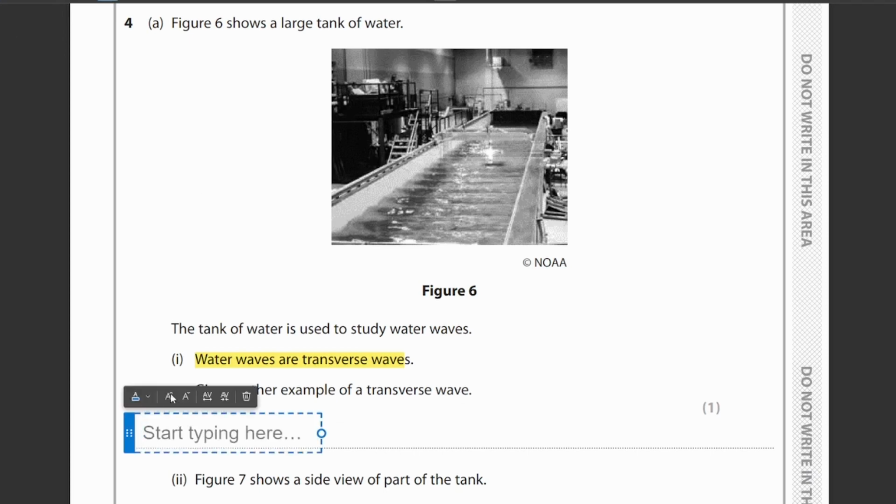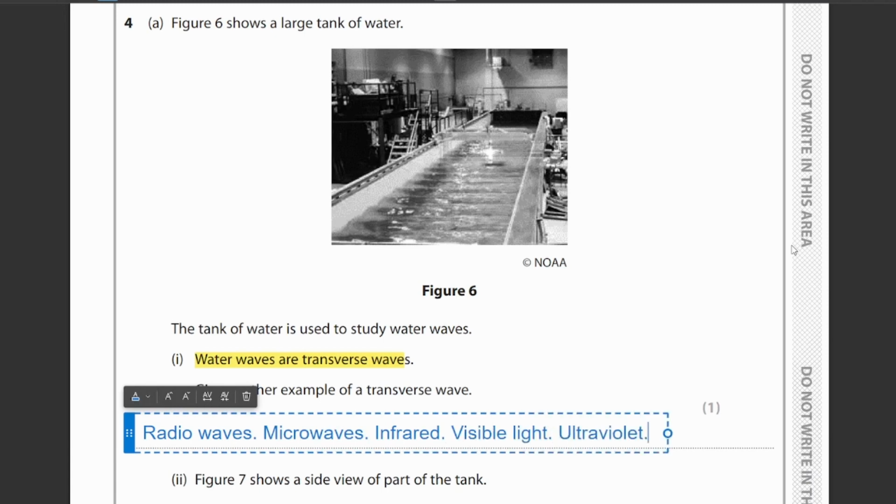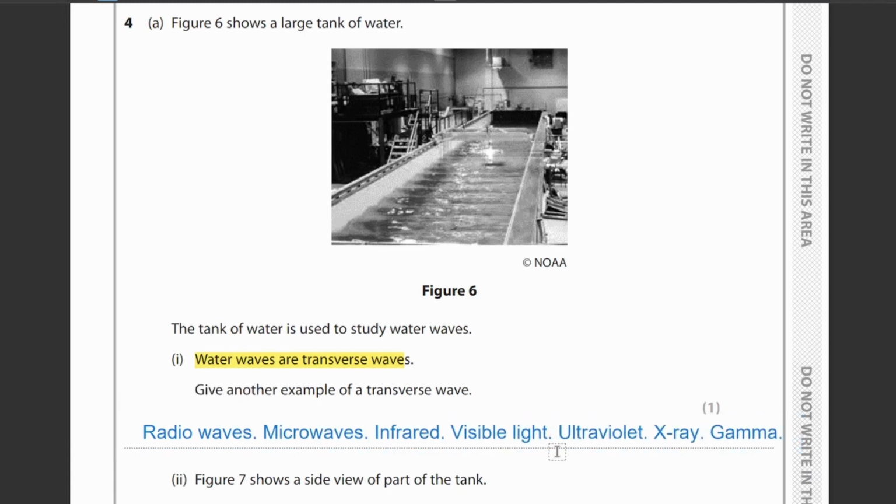Now, this could be any electromagnetic waves. So there are 7 different electromagnetic waves. So I'm going to list all of them so you can write down any of these. Starting with radio waves, microwaves, infrared, visible light, ultraviolet, X-ray, gamma. Any of these will give you a mark. You can also mention other ways, but it's much easier to remember any of the electromagnetic waves. If you simply say EM waves, I doubt that you'll get a mark because they're asking for a specific example.